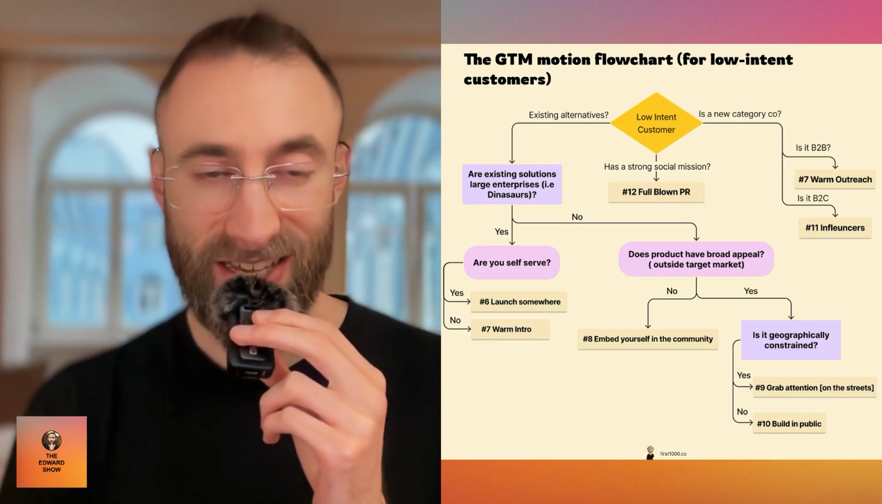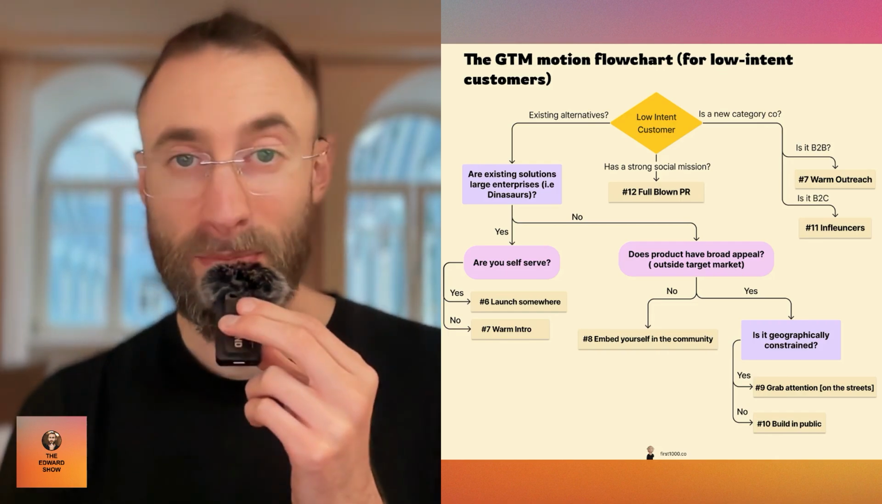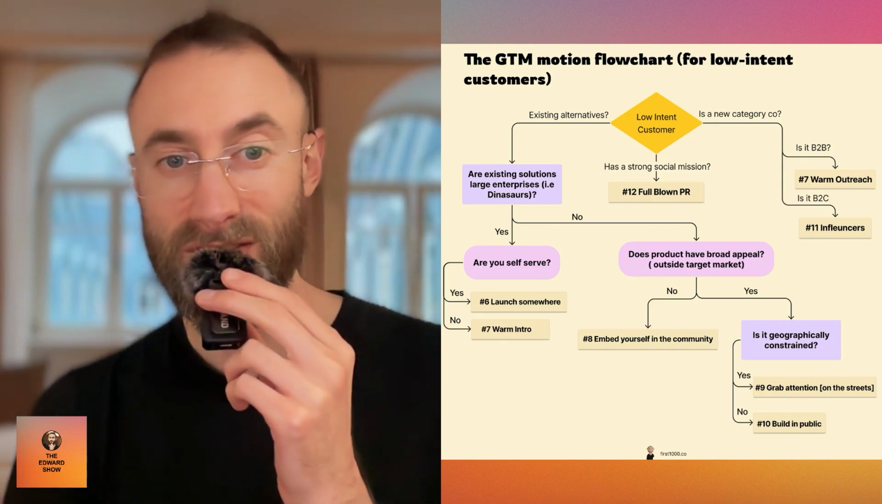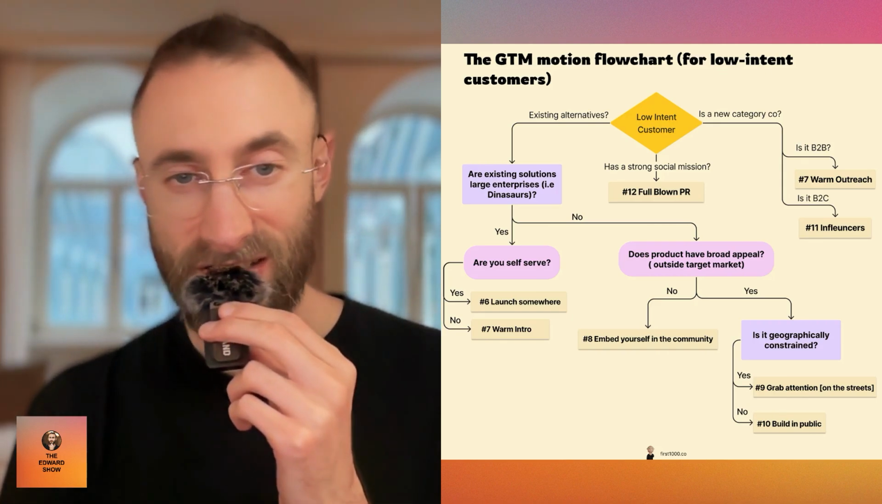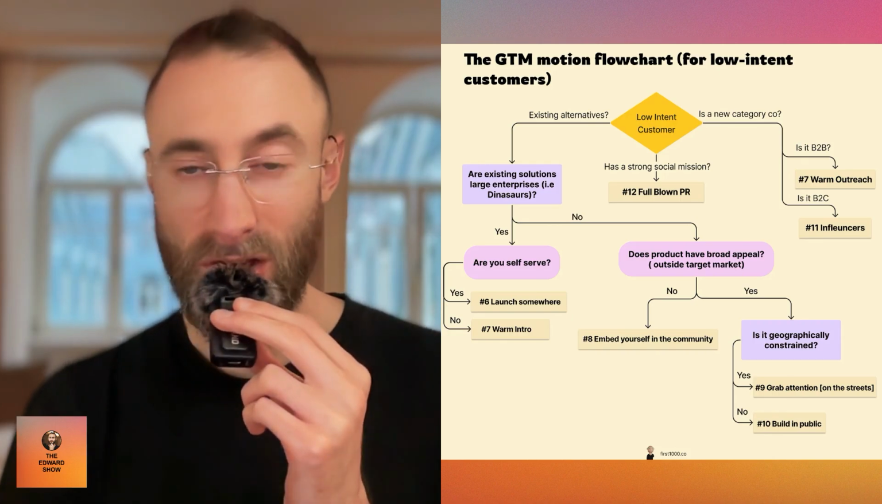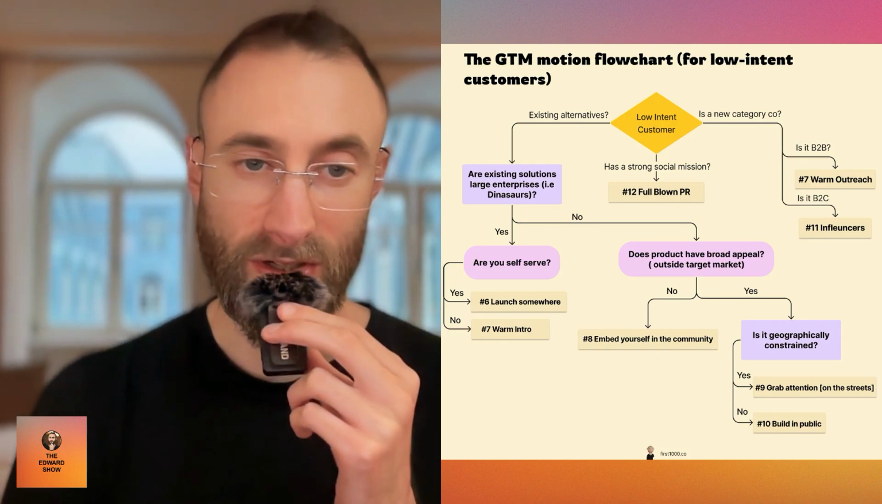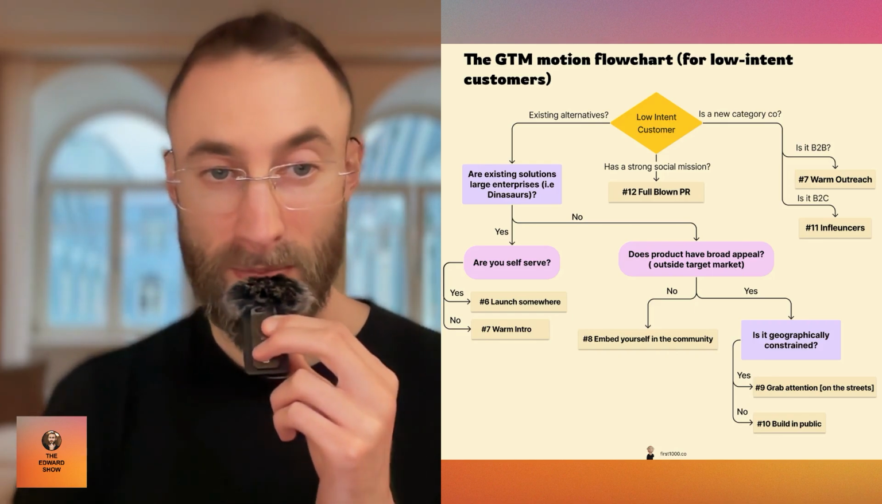Number 10, building in public. This is ideal. Lots of people know this one. Ideal for if the customer is low intent, the market is not dominated by legacy players, and the offering has a wide appeal. Build in public is really good for lots of things, but here's some big examples.